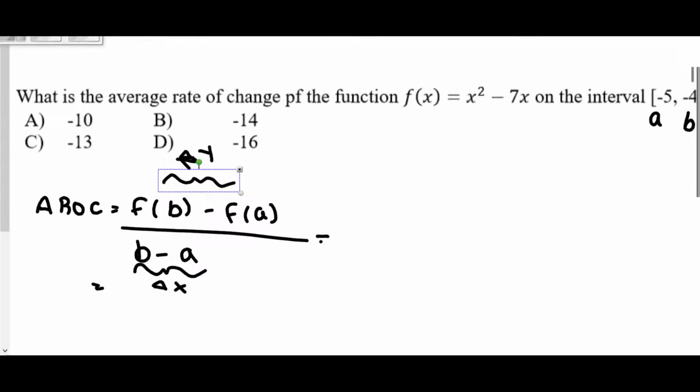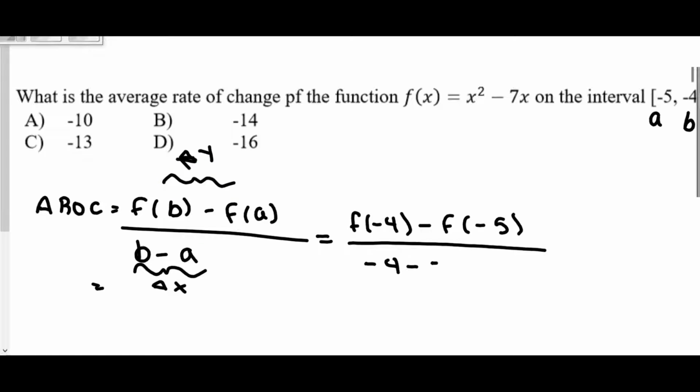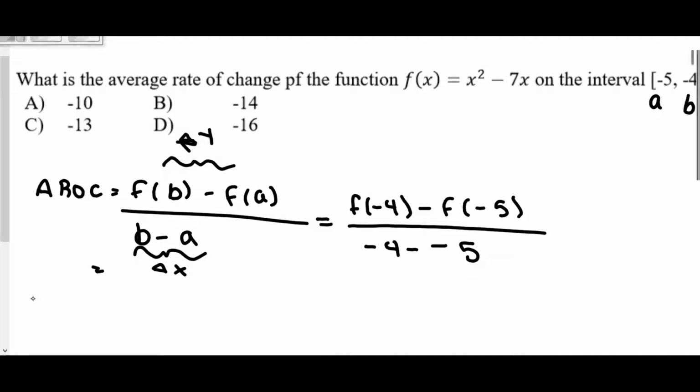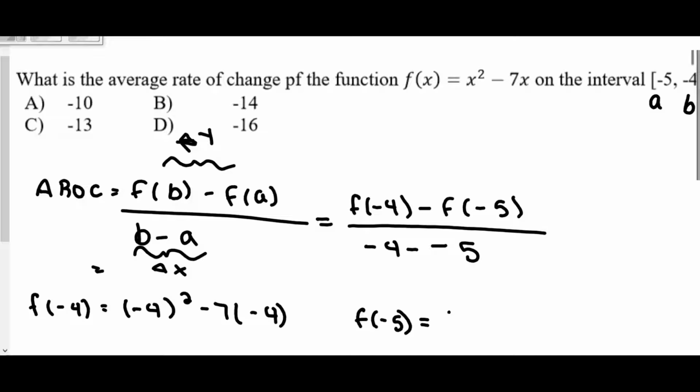So I'm just going to plug into my formula. F of b, well, b is negative 4, minus f of a, which is negative 5, over negative 4 minus negative 5. The way that we figure out f of negative 4 and f of negative 5 is we just substitute those values into our original equation. So f of negative 4 equals negative 4 squared minus 7 times negative 4, and f of negative 5 is negative 5 squared minus 7 times negative 5. And then you're going to evaluate that.